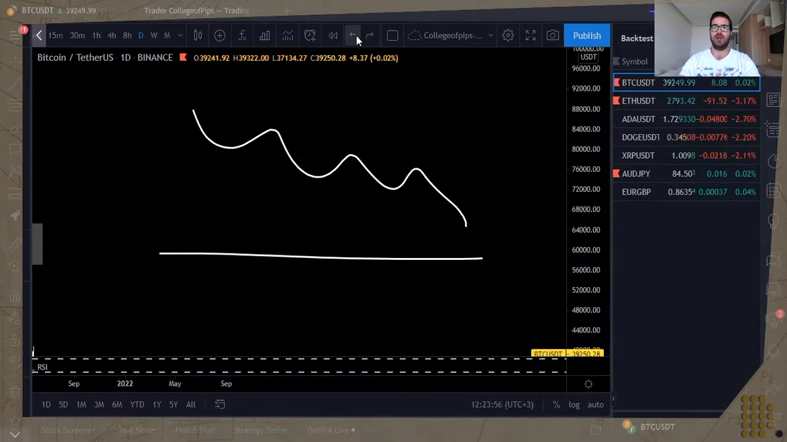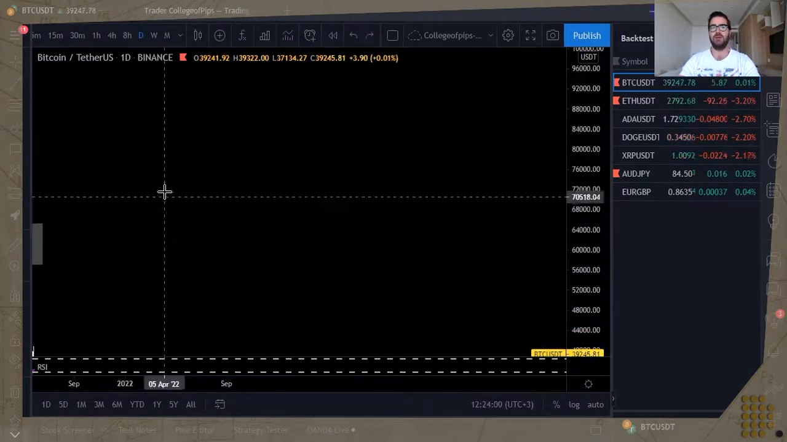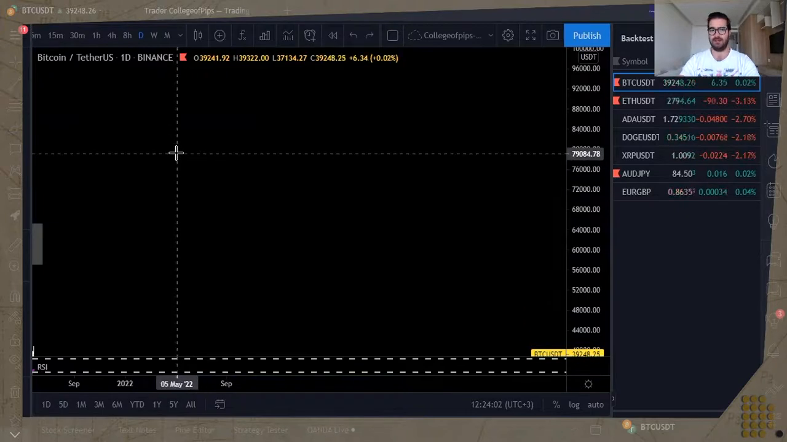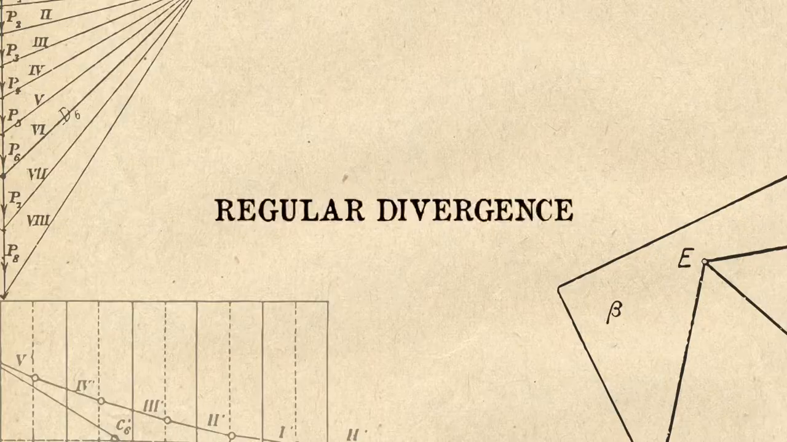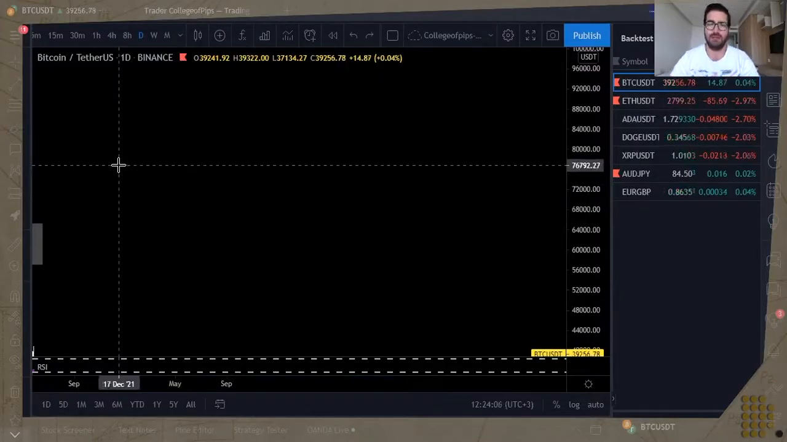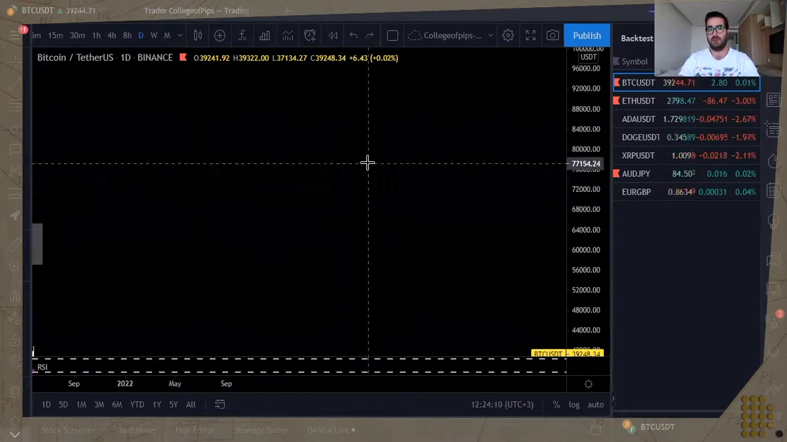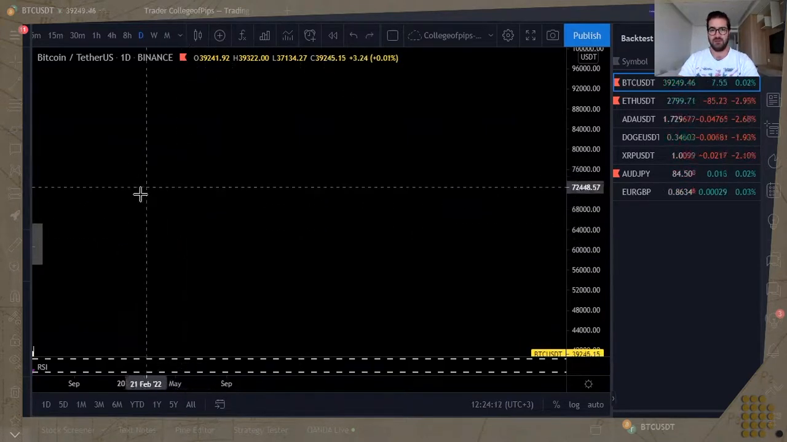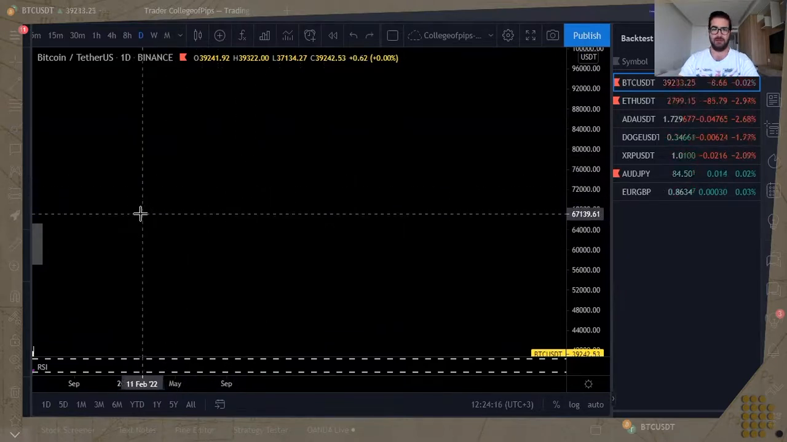We have two types of divergences. We have the regular and the hidden one. Let's start with the regular divergence. A regular divergence indicates a potential reversal. So, how can you know that you might face a regular divergence?